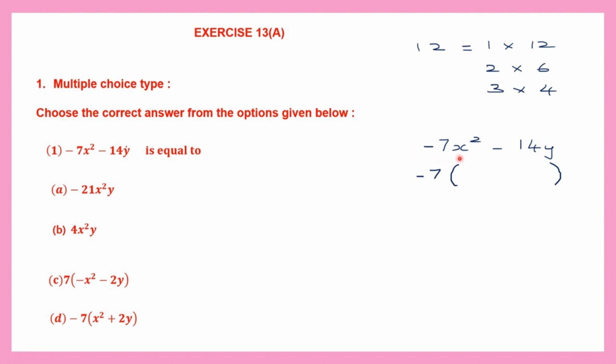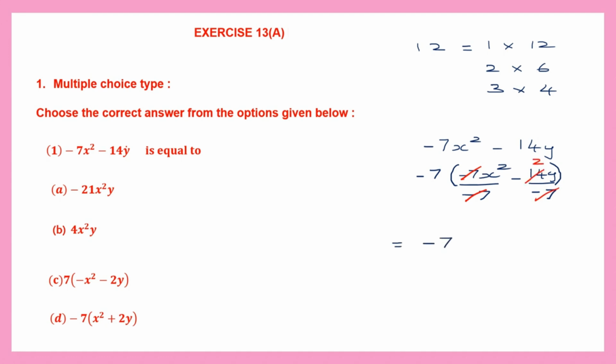We take this whole term, that is minus 7x square, and divide it by this minus 7 which I've taken out. The minus 7 and minus 7 get cancelled, isn't it? Similarly, on this side, I write 14y and divide it by minus 7 again. Since I already have a minus sign outside, I'm going to change this to plus. It will change to plus anyway because there are two minus signs, and I can cancel 7 and 14 by 7.